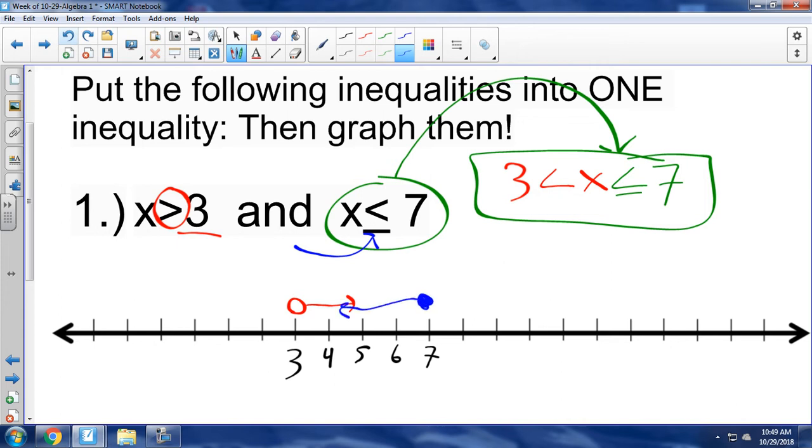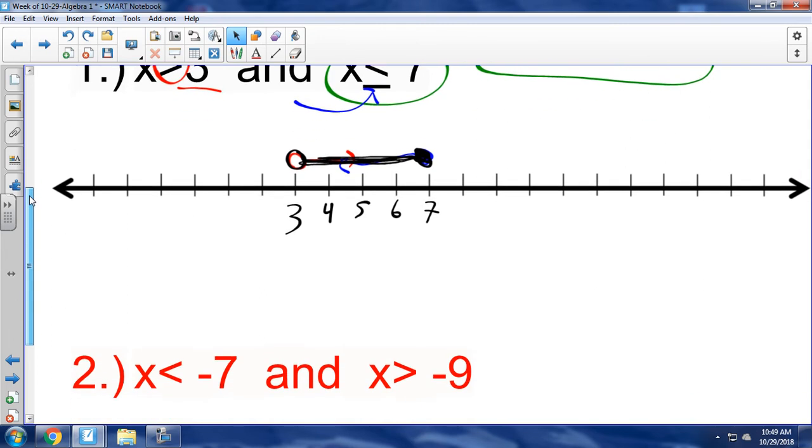And where do these two things intersect? Well, the whole answer is really just this. Open here all the way up to here. This is what we want for our answer. This is our answer, okay? So we've now put the inequalities into one inequality, and we've graphed them, okay? Does that make sense? So perhaps we'll try one more. We'll see how that goes.